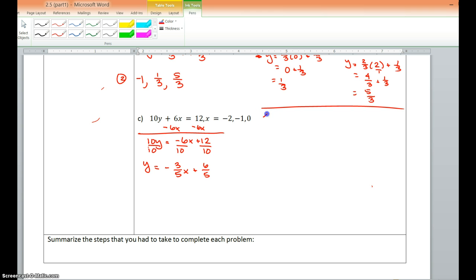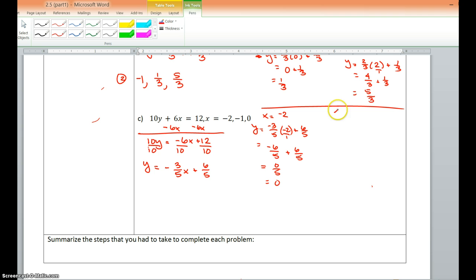So now when I plug in the values, the first one is x equals negative 2, and so y is equal to negative 3/5 times negative 2 plus 6/5. So I have, putting this over 1, multiplying straight across, negative 6/5 plus 6/5, which is negative 6 plus 6 is 0/5. So I get 0.